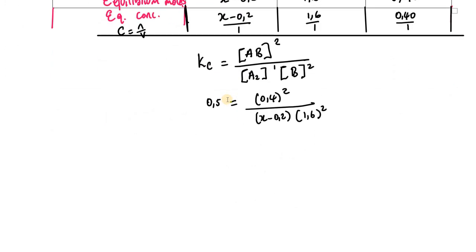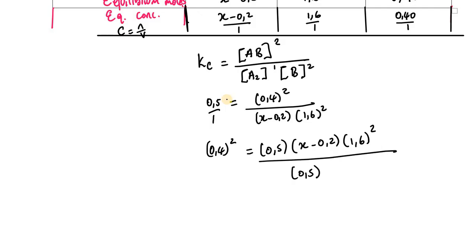So guys, after that, you simply now find your x there. It's just simply solving for x. I usually say the last part is just maths. So you say 0.4 all squared, you multiply it by 0.5 times the x minus 0.2 times the 1.6 all squared. You are now doing heavy maths. So you divide by 0.5, you also divide by 1.6 all squared.